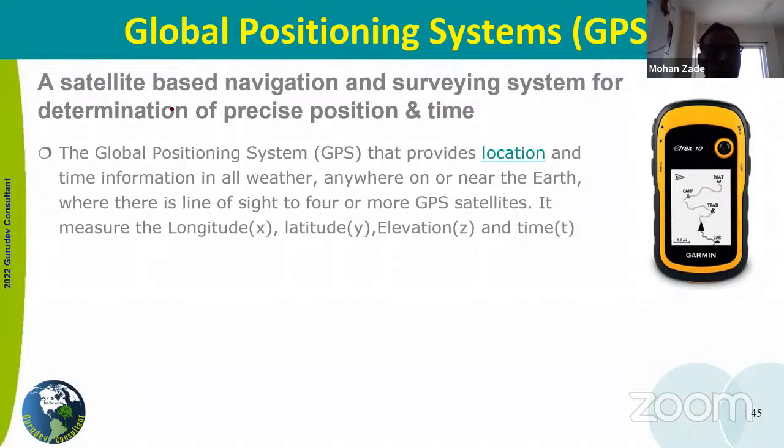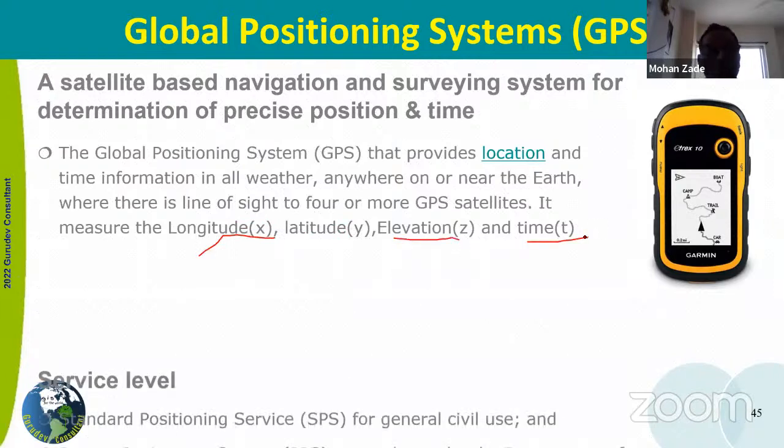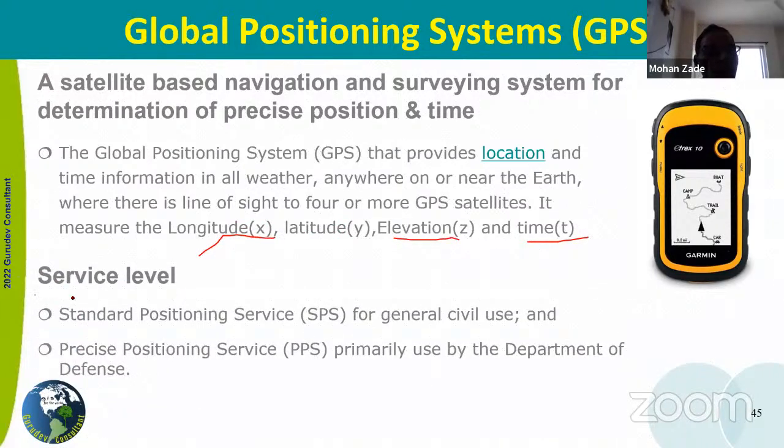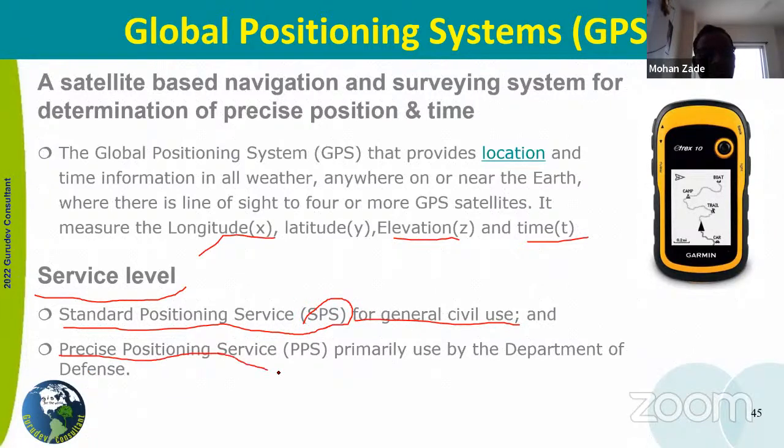It measures the longitude, latitude, elevation, and the time. It has two levels. One is the Standard Positioning Service, called SPS, for general civil purposes, and the other is called the Precise Positioning Service, primarily for defense. These services are embedded into your device. Devices which have the standard positioning service will be enabled for civil use. The precise positioning service is not available for normal users in their devices.